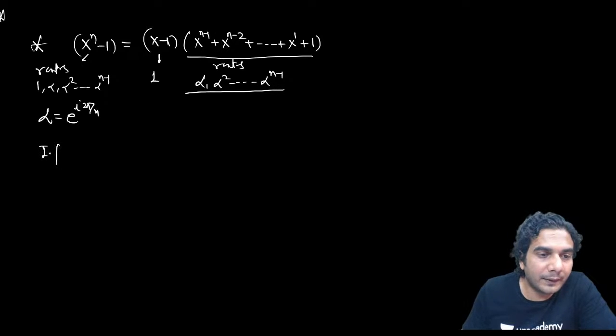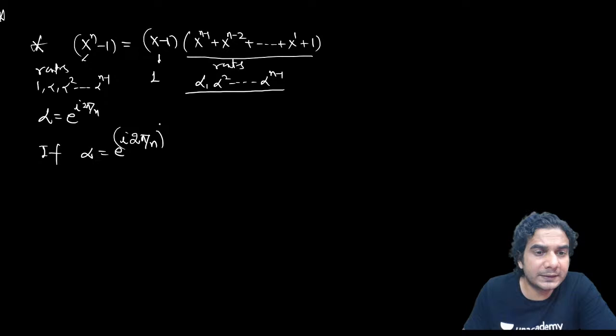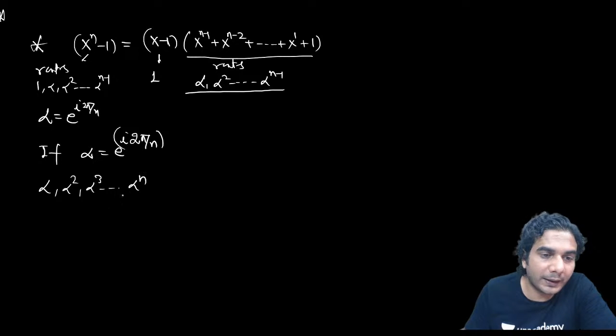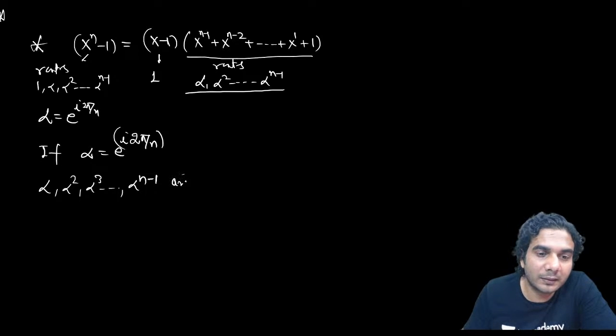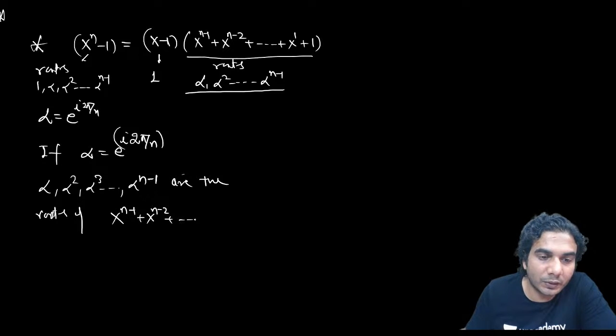So if alpha is equal to e raised to i 2 pi by n, hence confirm that it is the nth roots of unity, then you can write that alpha square, alpha cube, and so on up to alpha raised to n minus 1. How many values can you see? n minus 1. So these are the roots of x raised to n minus 1 plus x raised to n minus 2 and so on up to x plus 1 is equal to 0.